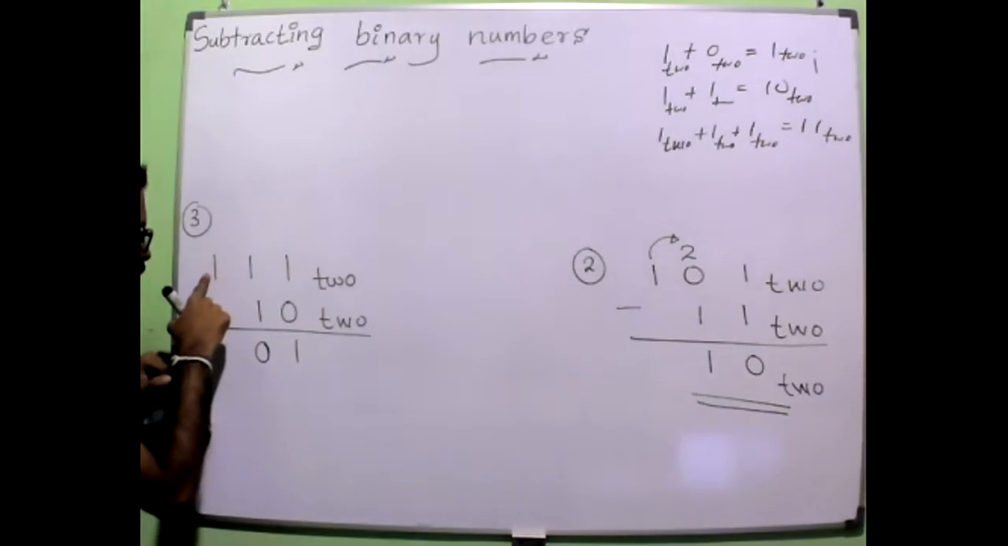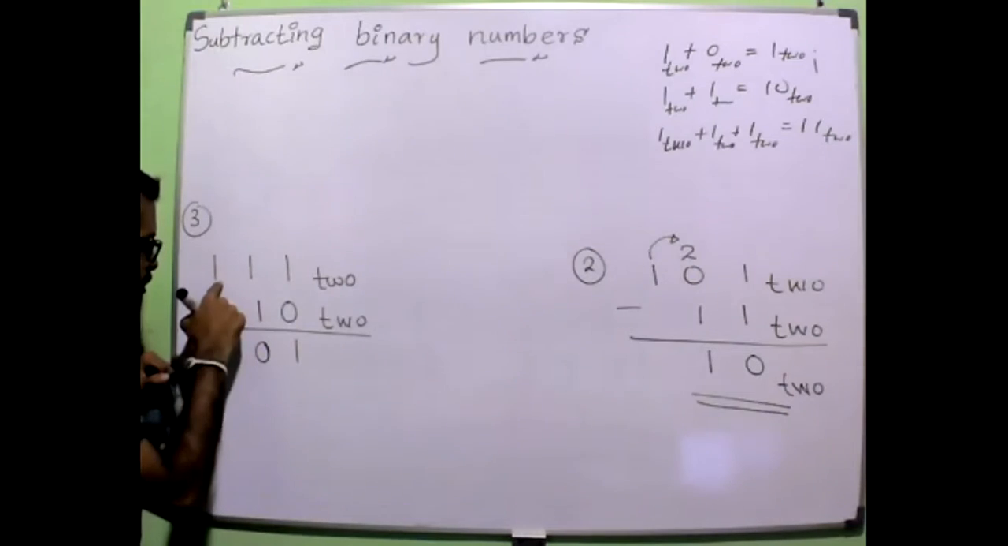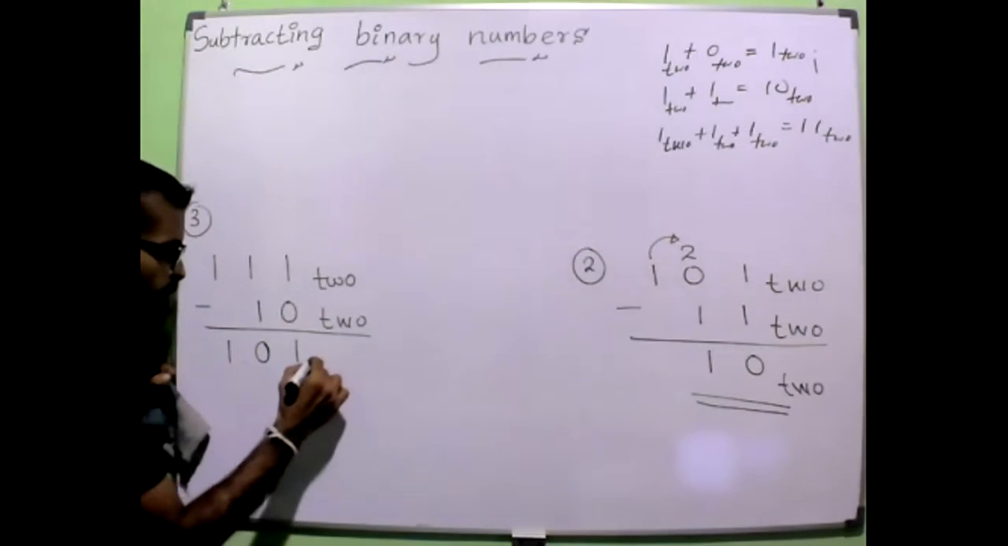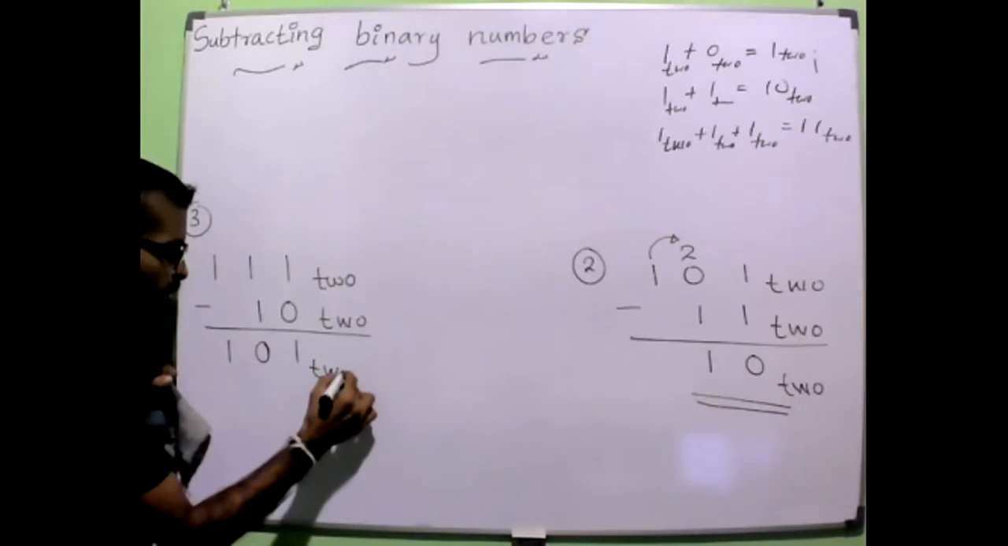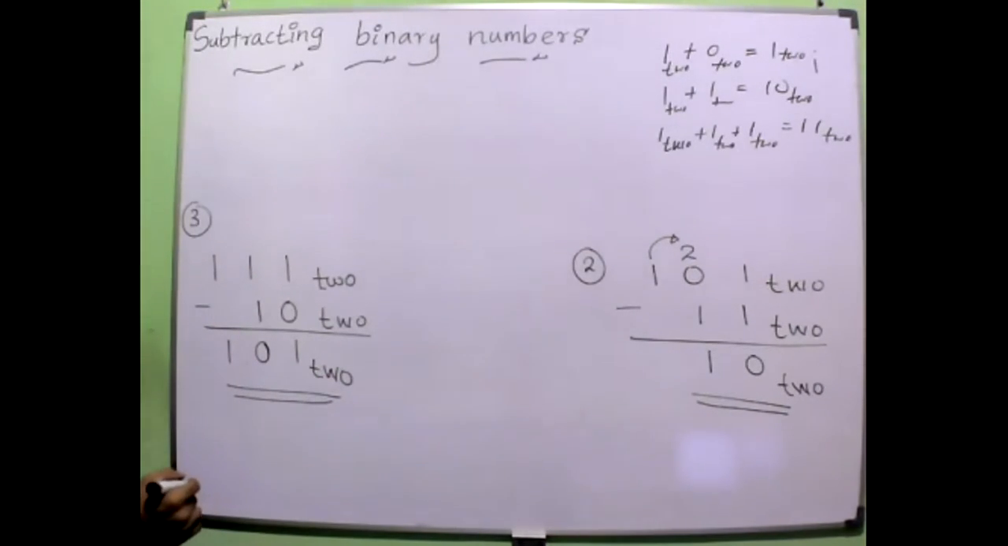Then here you have 1. Here you have nothing, that means 0. You can mention the same number, 1 minus 0, 1, right? This one is very easy. It is the simplest one.